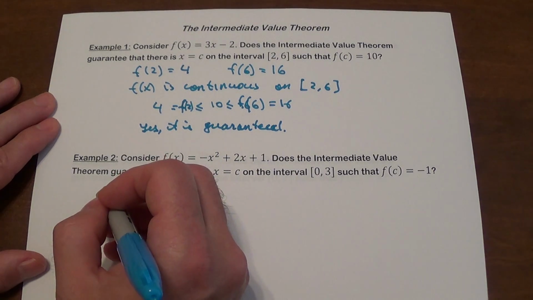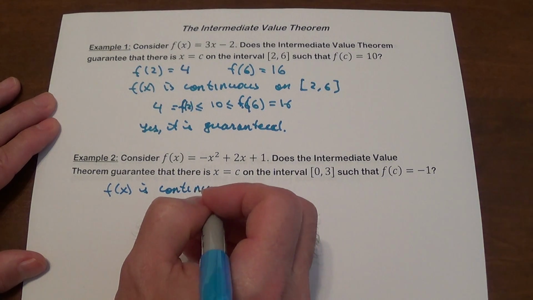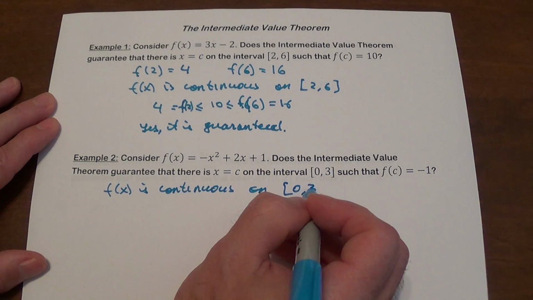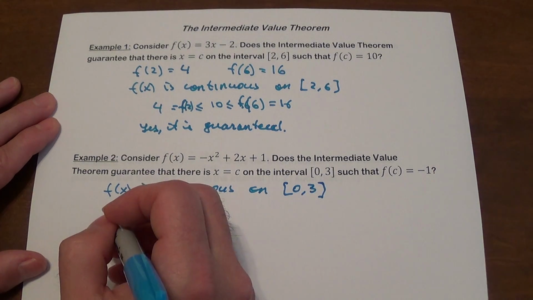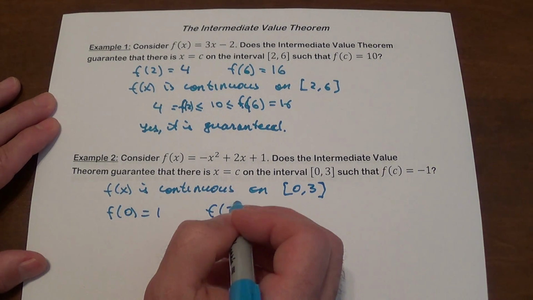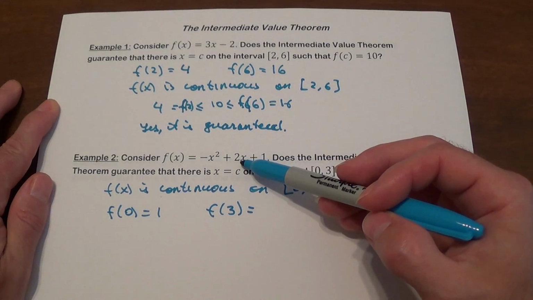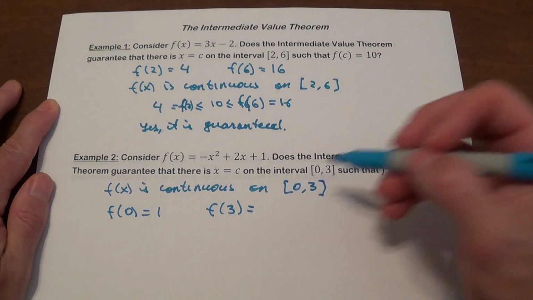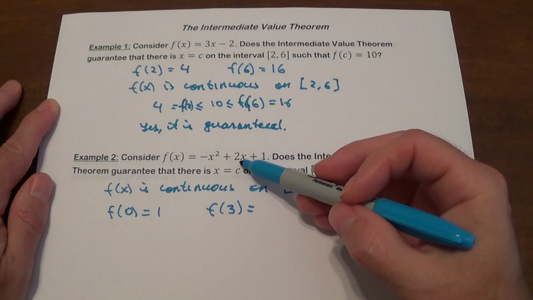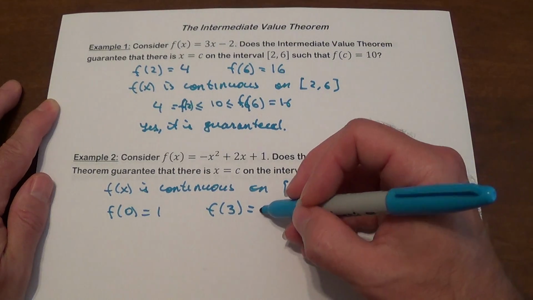Let's find out. So first of all, we know that f of x is continuous. It's a quadratic function, so it will be continuous on the interval from 0 to 3 for sure. F of 0 is 1. F of 3, what is f of 3? Let's see, we'll plug in 3 in here. -9 plus 3 is -6, plus 6 is 0, plus 1 is... no, I'm sorry, -9 plus 6 is -3, plus 1 is -2, so this is -2.